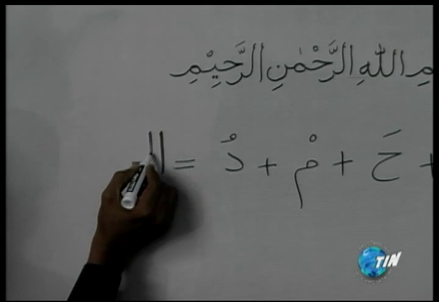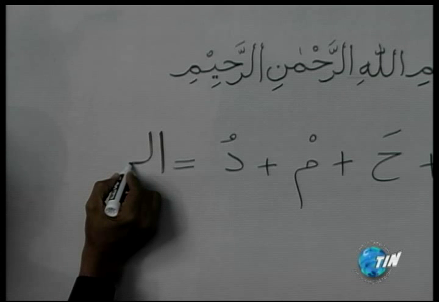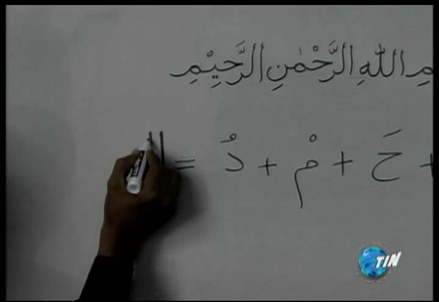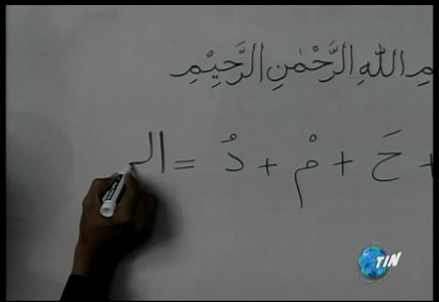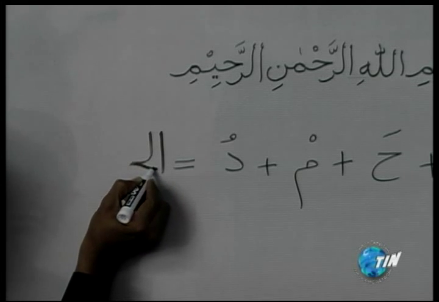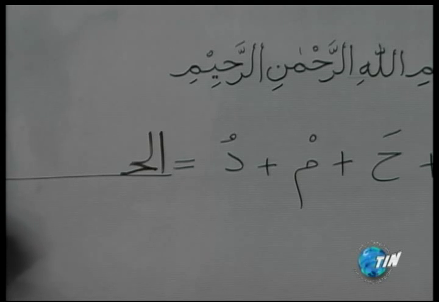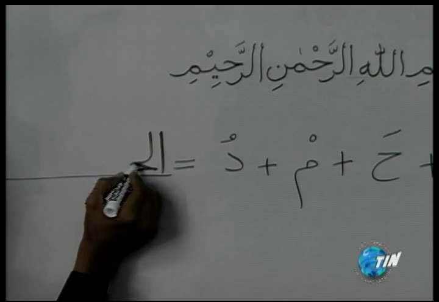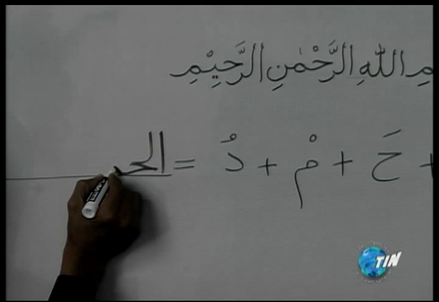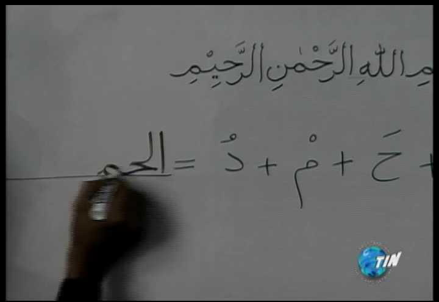So I went here like this with the lam. Now you would realize why I went so short and didn't come down too low, because I want to join the ha right here. So then everything remains on the same level. Okay? So this is my ha, and that is my mim, and that's the dal.